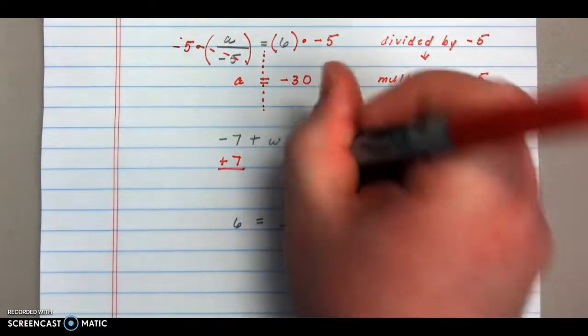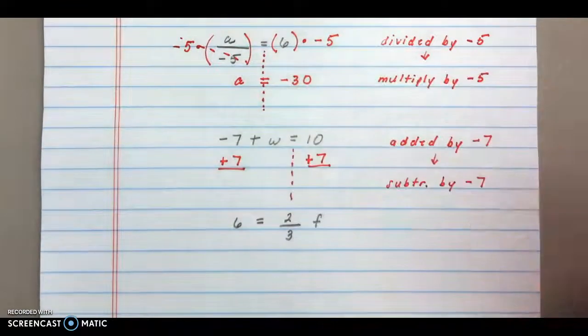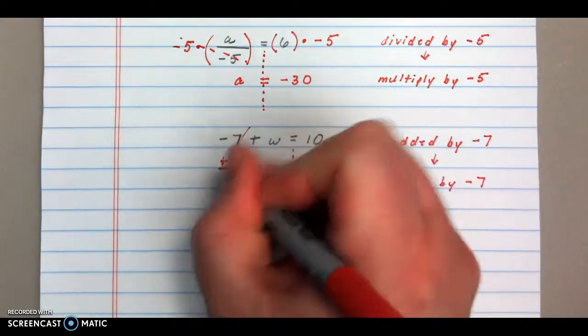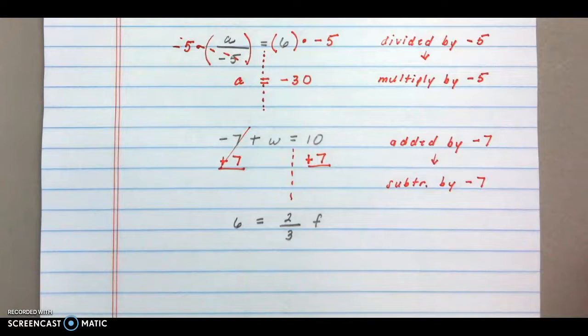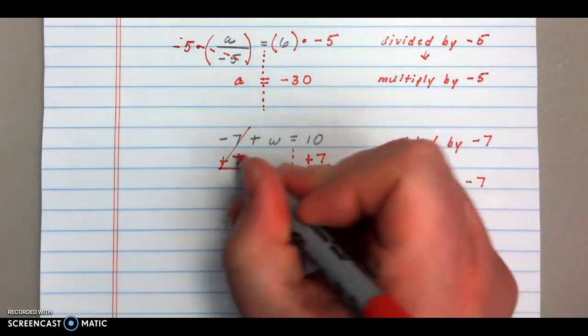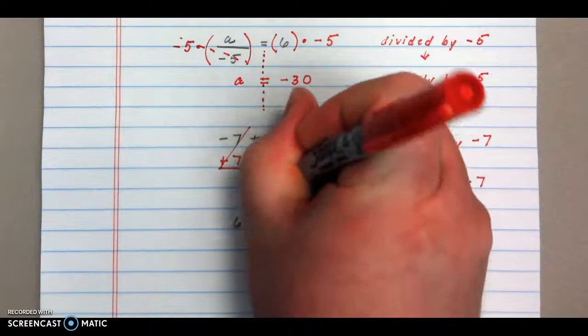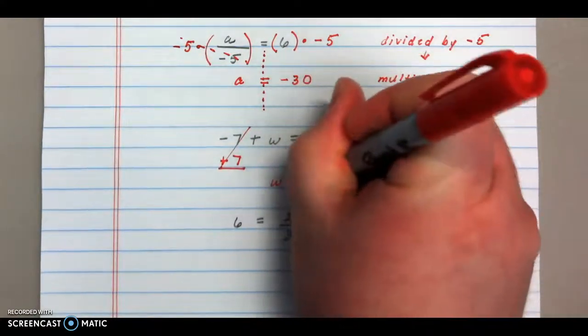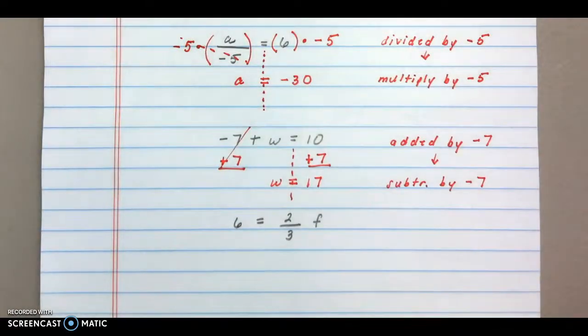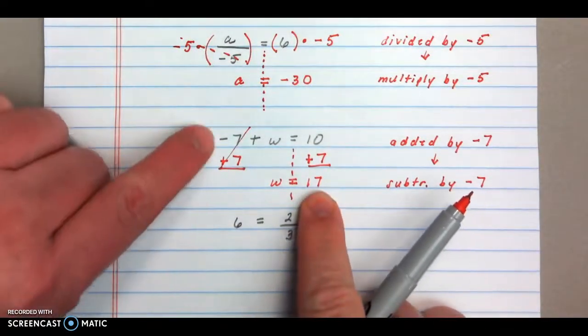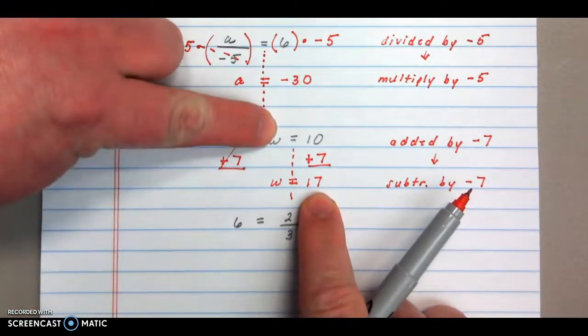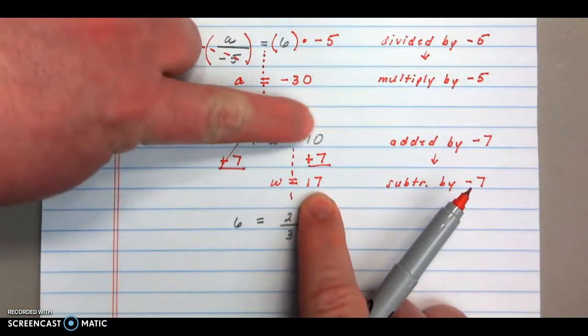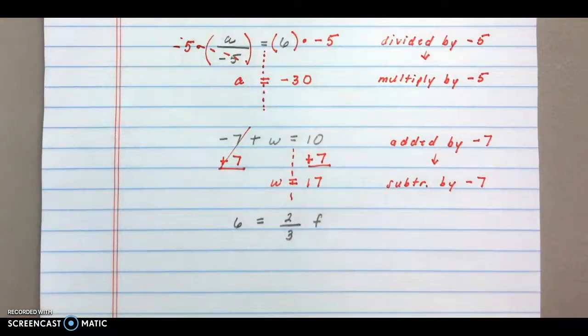And if we do that on the left, we have to do that on the right. So here we're going to get negative 7 plus 7. That really is 0. So that disappears, and 0 plus w is w. And 10 plus 7 is 17. So that means that if we plug 17 in, negative 7 plus 17 is equal to 10, which is a true statement.